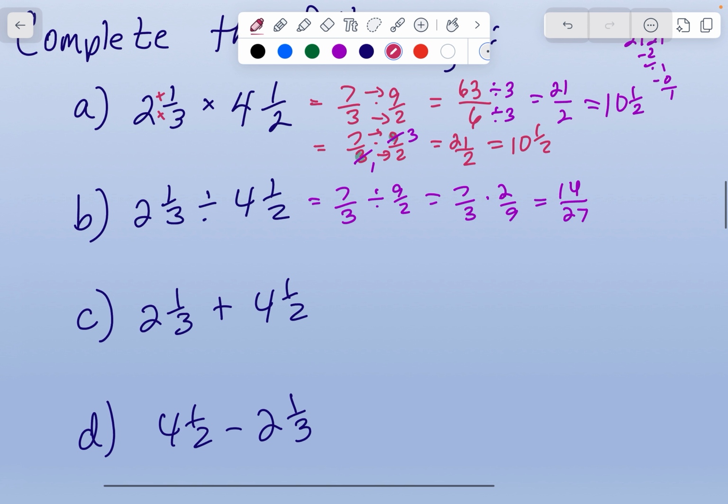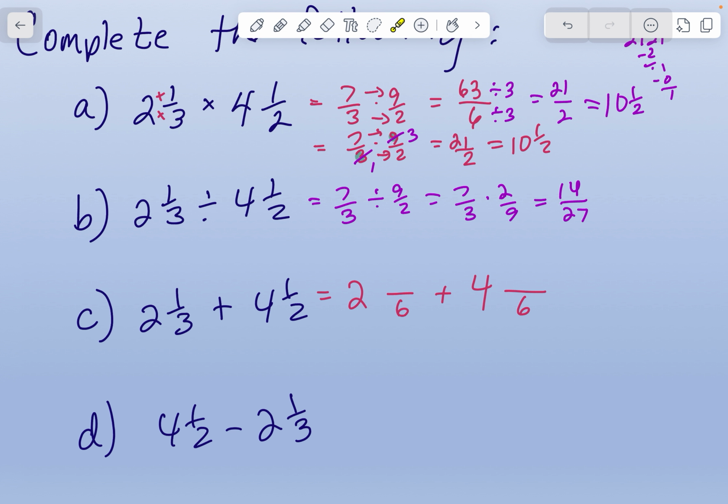Okay. Now, for C, we don't need to get an improper fraction here. You can, it works, but it's not necessary. So what you can do instead is let's get common denominator on the fractional piece only. Now, a number that both 3 and 2 will go into, you can always do 3 times 2 and use 6. So we're going to make that a 6th. We're going to make that a 6th. Okay, now how do you do that? Well, 3 goes into 6 2 times. 2 times 1 is 2. Do it again. 2 goes into 6 3 times. 3 times 1 is 3.